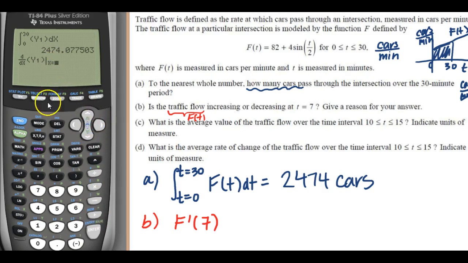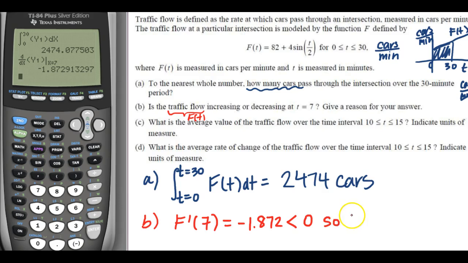And we're evaluating this particular function at a specific value, at 7. So since the answer is negative 1.7829, we know that f prime of 7 is a negative value. If the derivative is negative at a particular value, the original function is decreasing. So we can say f prime of 7 equals negative 1.872, which is less than 0. So there is my reason. So f is decreasing.